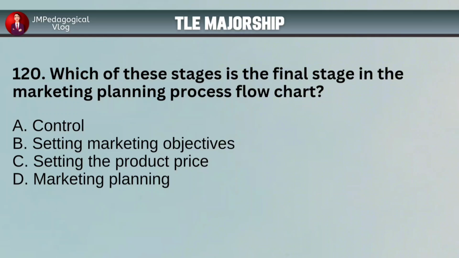120. Which of these stages is the final stage in the marketing planning process flow chart? A. Control. B. Setting marketing objectives. C. Setting the product price. D. Marketing planning.